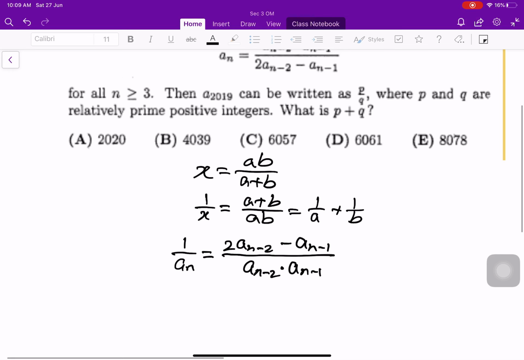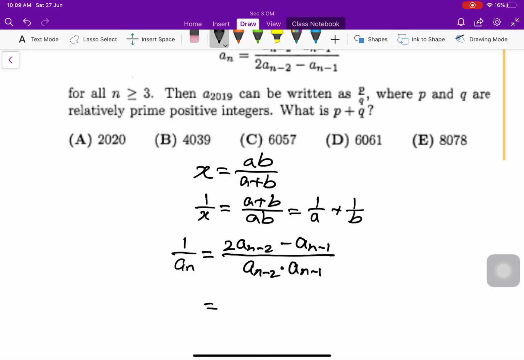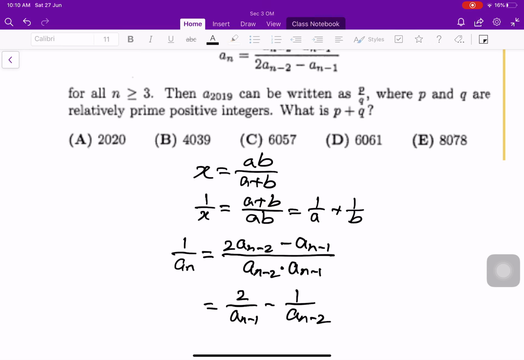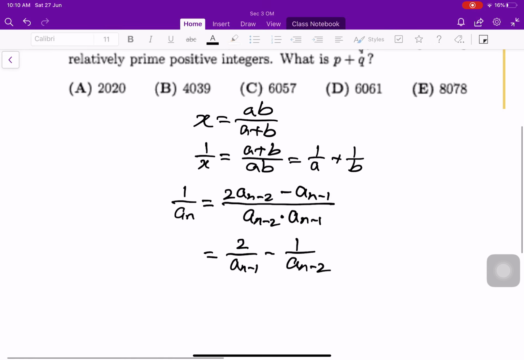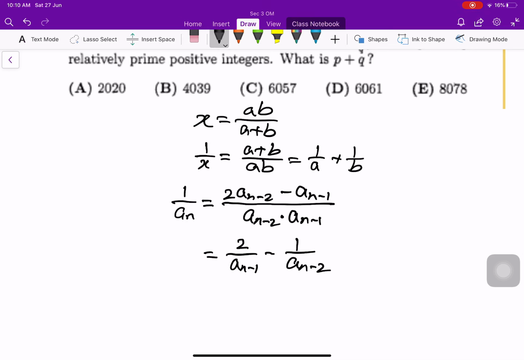That means in this case, the splitting will be like this. That will be just equal to 2 over An minus 1, minus 1 over An minus 2. Yeah, this is how you split. And in this case, can you see that we can actually do further splitting? That means your 2 over An minus 1 is actually viewed as 1 over An minus 1 plus another 1 over An minus 1. Therefore, you bring one of them to the left-hand side.